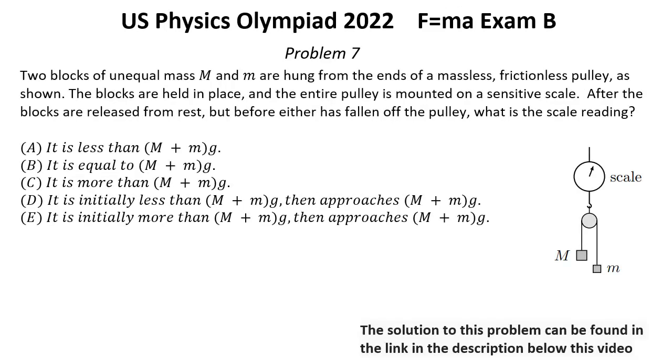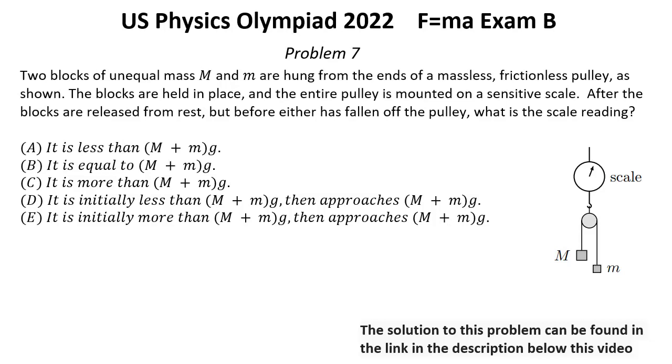Problem number 7. Two blocks of unequal masses big M and small m are hung from the ends of a massless frictionless pulley as shown. The blocks are held in place and the entire pulley is mounted on a sensitive scale. After the blocks are released from rest, but before either has fallen off the pulley, what is the scale reading?